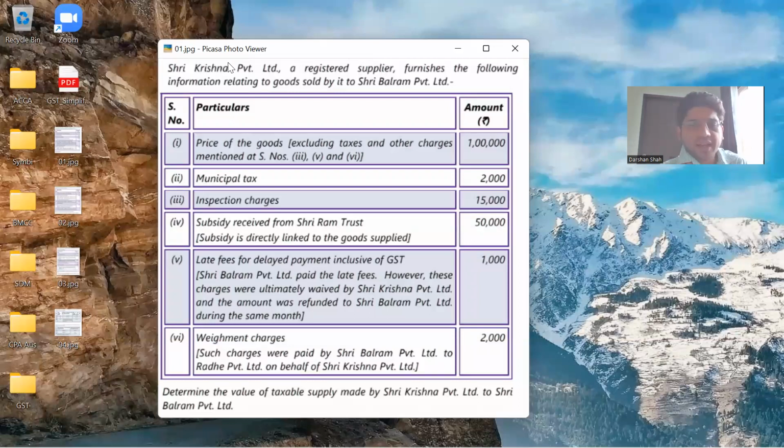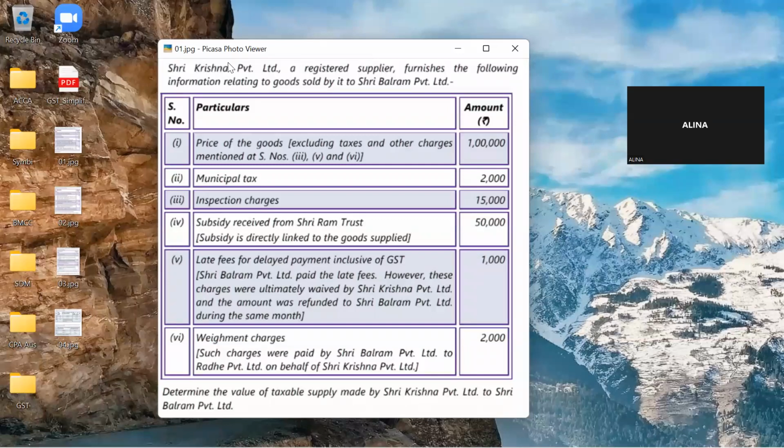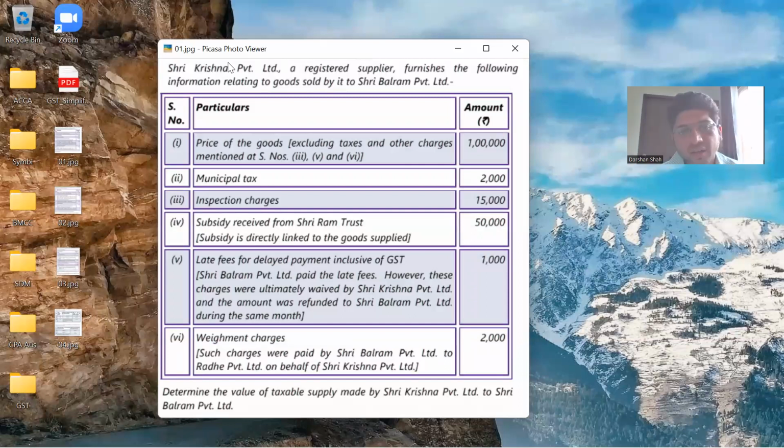Okay, try this, guys. Yes, what is the taxable value? Here, weighman charges: are they third-party payments? Correct, because they are paid by the recipient of the goods to a third party. So that will also be included.